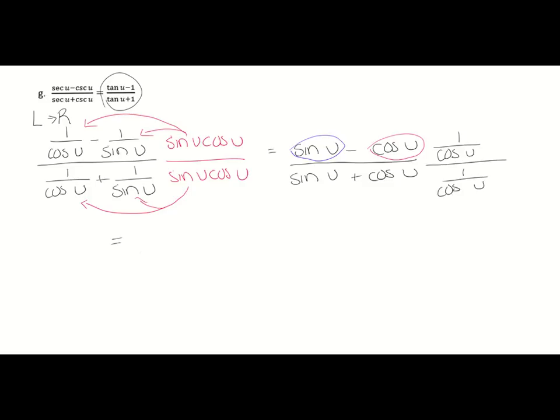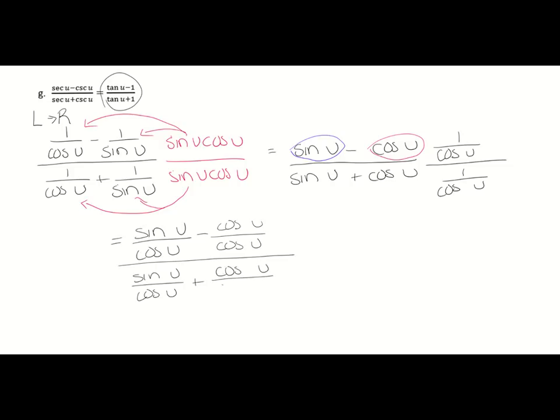So what this is going to give me is sine u over cosine u minus cosine u over cosine u, all over sine u over cosine u plus cosine u over cosine u. And so this is going to give me tangent u minus 1 over tangent u plus 1.